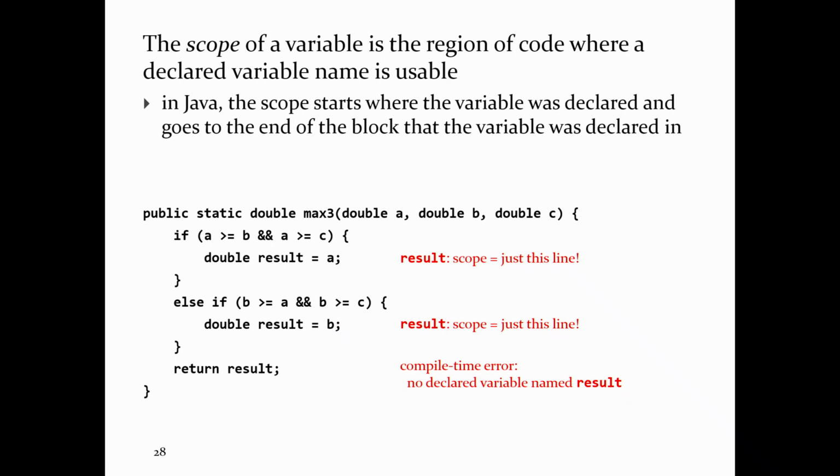Where does that variable exist? From this point to here, and then it doesn't exist anymore. So when you get to this line here, there is no result. There's no variable called result inside of this method as far as Java is concerned. So now you get an error: no declared variable named result. You have to be careful where you declare your variables if you want to use them later on inside of your method, or inside of a block. It doesn't quite work the same way that it does in Python.